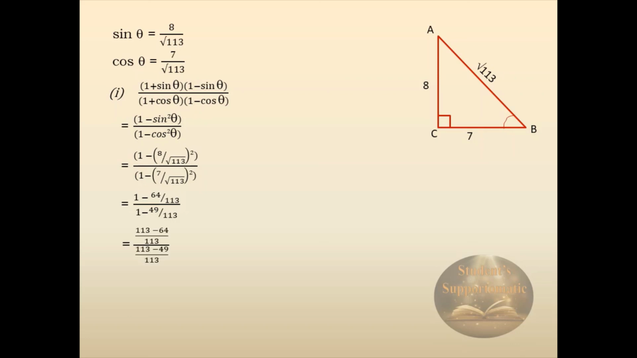By taking the LCM of the numerator, it becomes 113 minus 64 by 113, divided by 113 minus 49 by 113. We take the LCM separately for numerator and denominator, but the denominators of both get cancelled. So the remaining is 113 minus 64 by 113 minus 49. 113 minus 64 is 49, and 113 minus 49 is 64. So the value is 49 by 64. This is the first part.